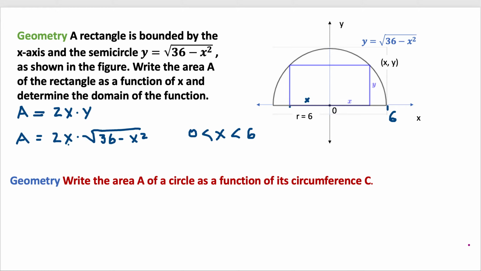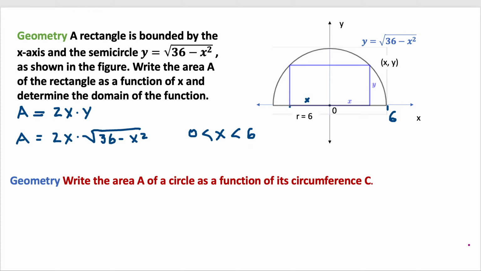So even if we are looking analytically, if we include 0 here, for example, if x is 0, 2 times 0 is 0. Whatever this side is, we get 0, so area 0. A rectangle with area 0 does not exist. Again, if we put 6, 6 squared is 36, minus 36 is 0. Whatever number we have here, times 0, the area is going to be 0. So that's why the domain is between 0 and 6, but excludes the values 0 and 6.